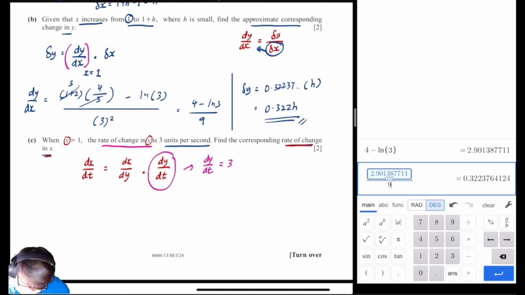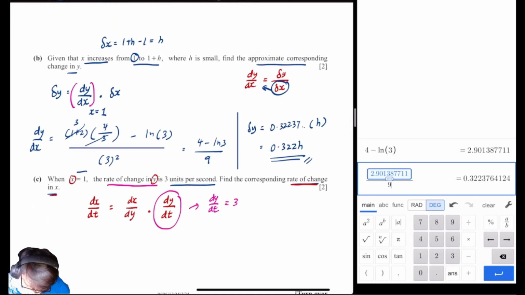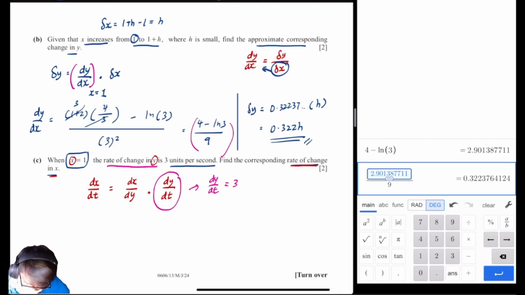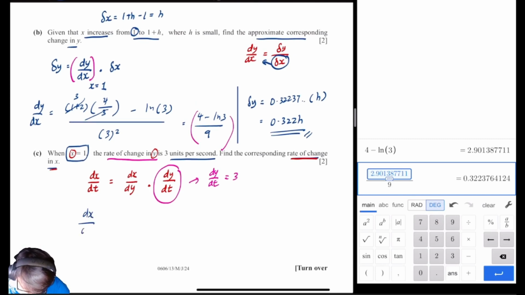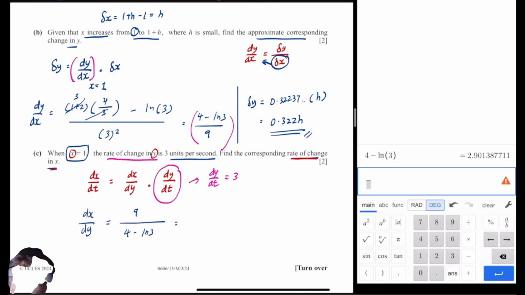Now, we have to find the dx over dy, but we already knew dy over dx up there, and when x is equal to 1, we even have the exact value. This is the value that we'll be reusing for these questions. But since it's dx over dy, whatever you have written up there will be inverted: 9 divided by 4 minus ln 3. So it's the direct reversal of the previous one, where you just swap the numerator and denominator. So let's go on: 9 over 4 minus ln 3.